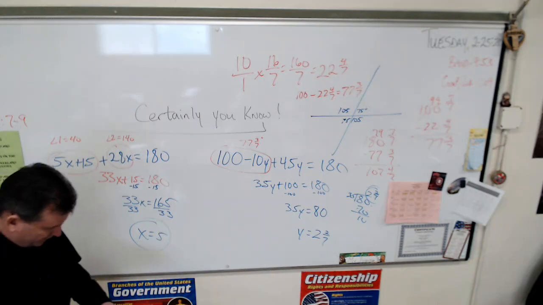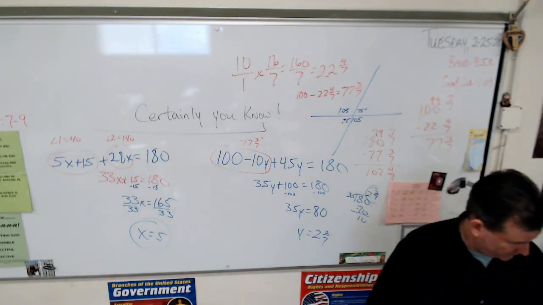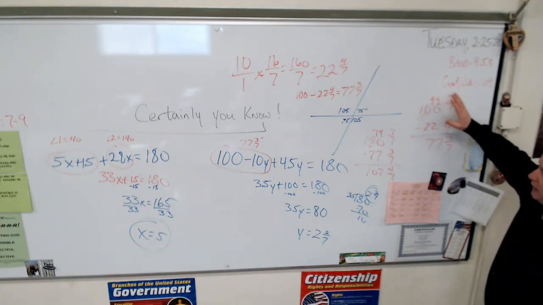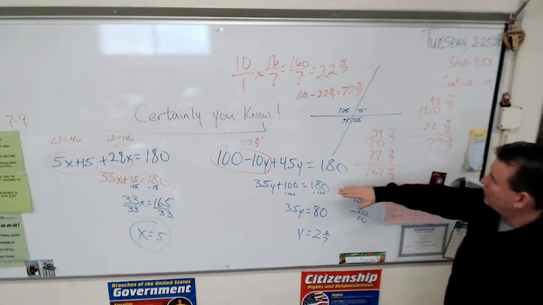Go ahead, Cameron. What's the 99 minus 104 and you get 77? I didn't say 99 minus 100. Well, it was 100.